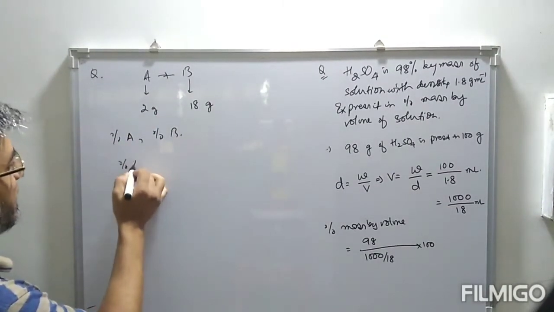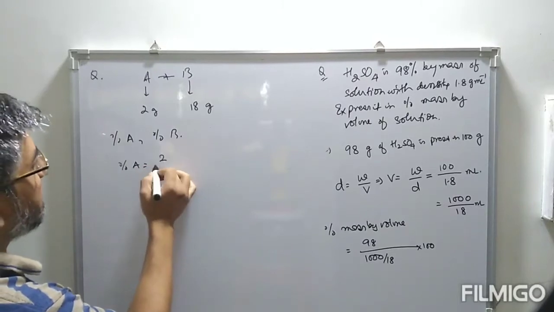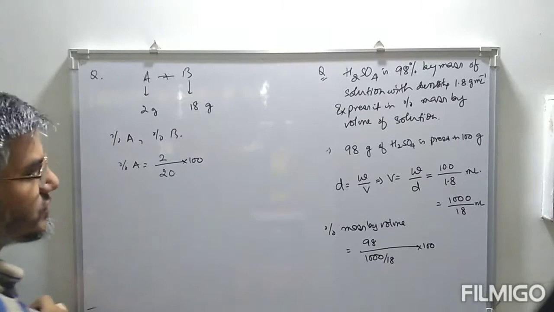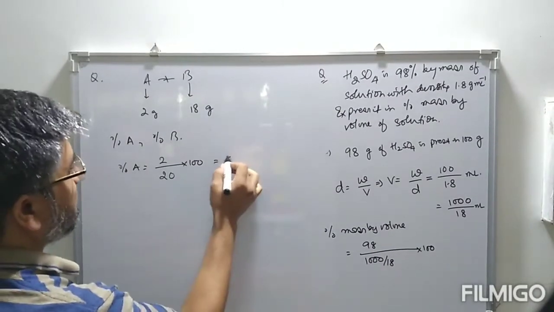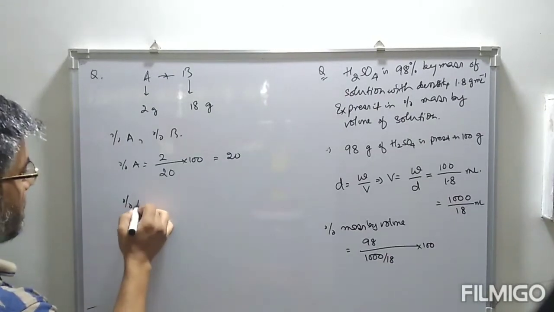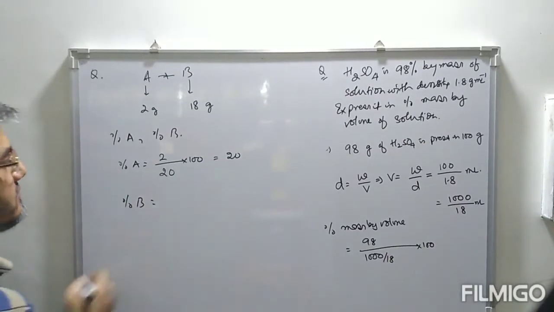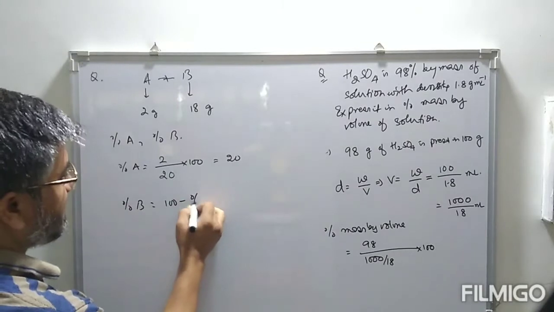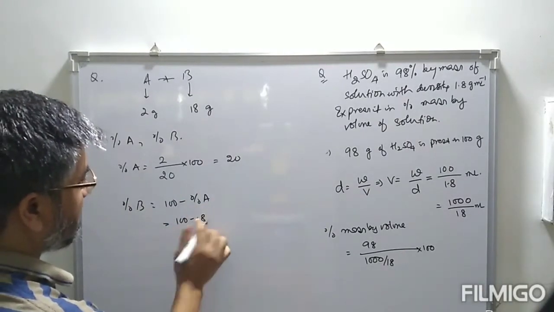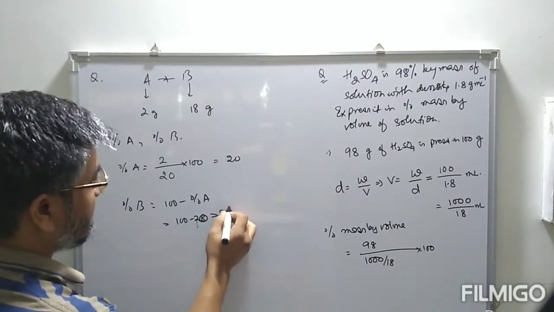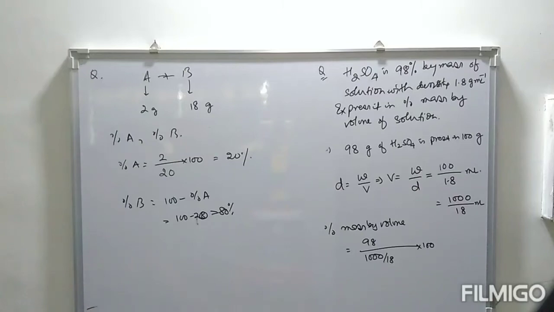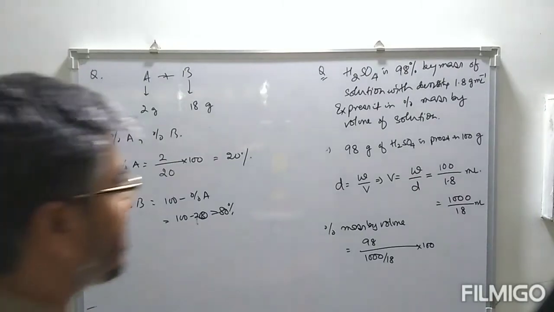So percentage of A is mass of A divided by total mass. Total mass is 20, into 100. So this is 10%. Then percentage of B is 100 minus percentage of A. So 100 minus 10, that is 90%. So simply the masses are given, that is very easy to find mass percentage.